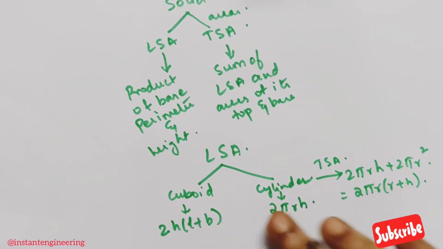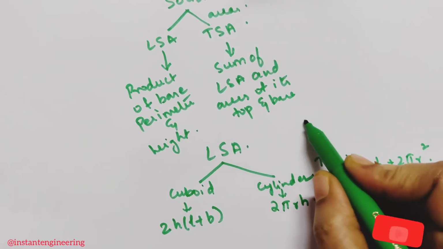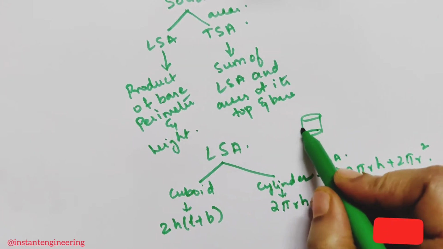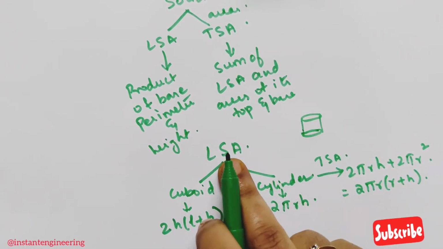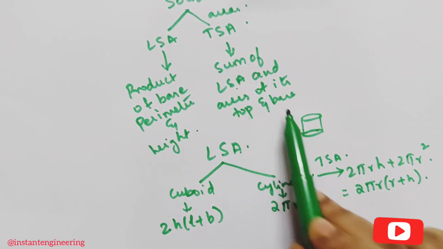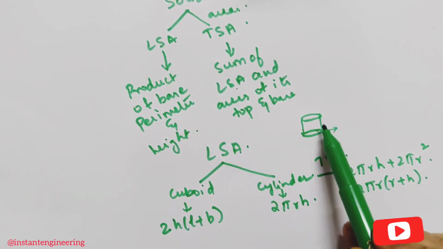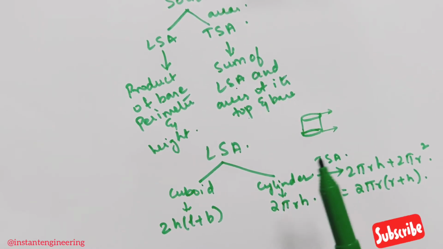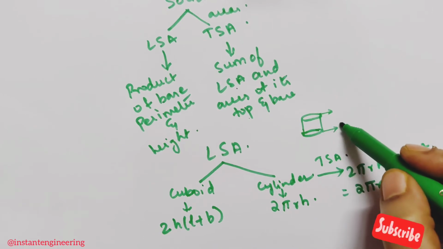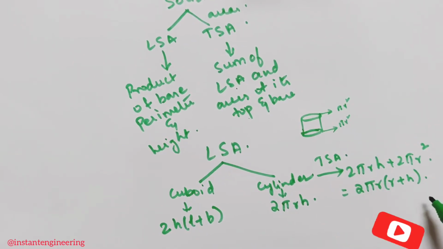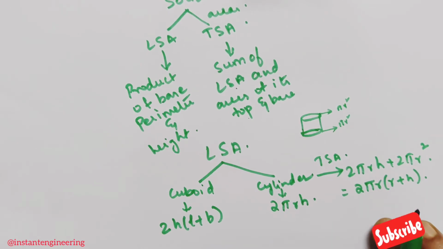How will the cylinder shape look? Suppose you take this one. The lateral surface area of this you got through LSA. Now you need the area of its top and base. The top is like a circle, right? The area of a circle is pi r square. So pi r square plus pi r square is 2 pi r square. That's why you got this. This is the formula for TSA of a cylinder.